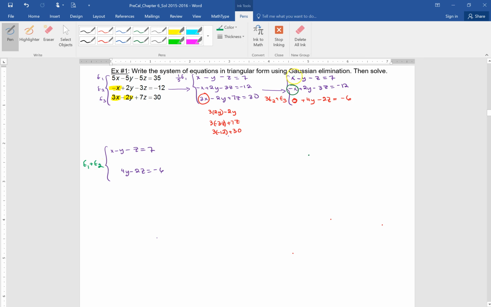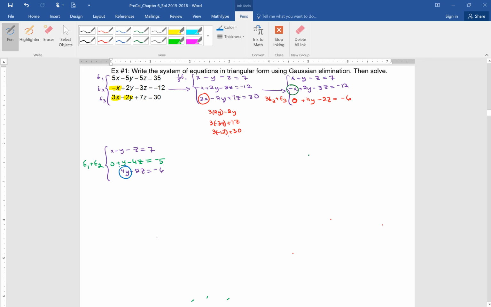E1 plus E2. x plus negative x is 0. Negative y plus 2y is 1y, so positive y. Negative z plus negative 3z is negative 4z equals 7 plus negative 12 is negative 5. Okay? Now, the next one I want to get rid of is this one, and that's going to be the last one for me to get rid of here.